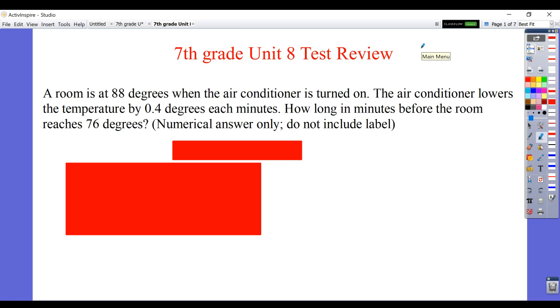This video is to help you review for the Unit 8 test. I want to point out to you that the test will be two parts. One part will be coming through the computer where you might have free response or multiple choice and that type of thing. The second part will be pencil and paper where you'll need to solve and/or show the work, show steps.